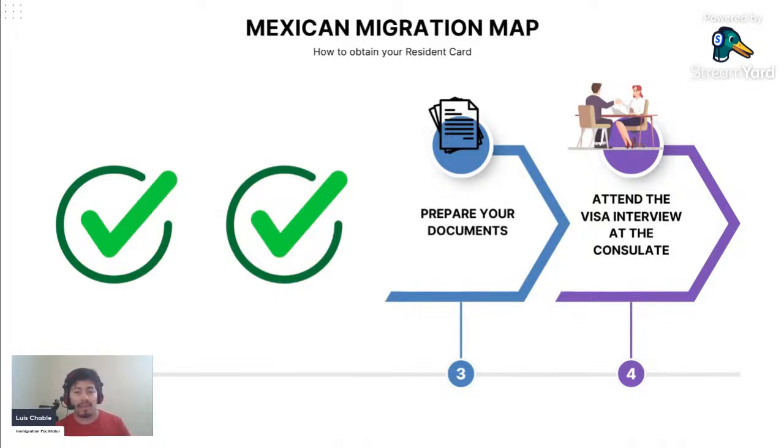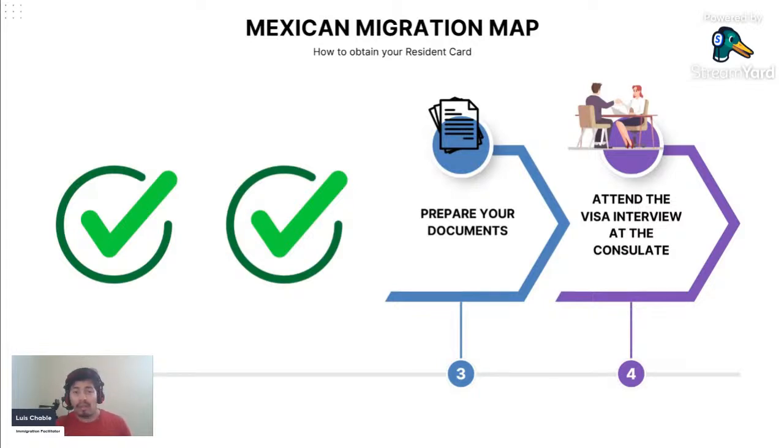Well, the second step is done. You know your category. You find your Mexican consulate. You know all the requirements that they need for your category. You make your appointment, or you get your appointment, and after you have a date to go to that Mexican consulate, the third step is prepare your documents.